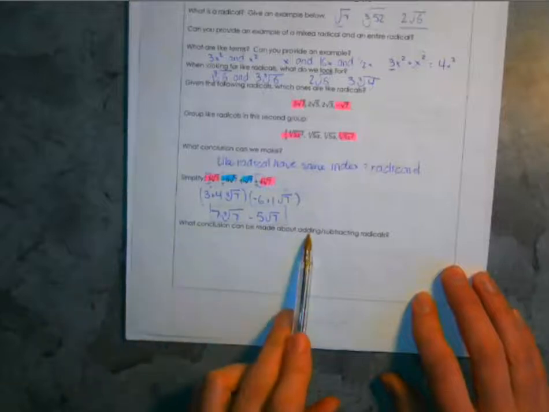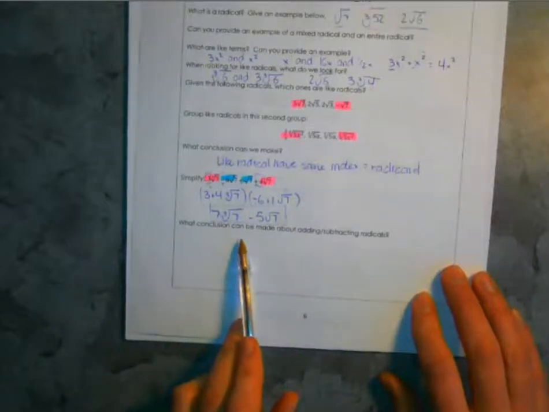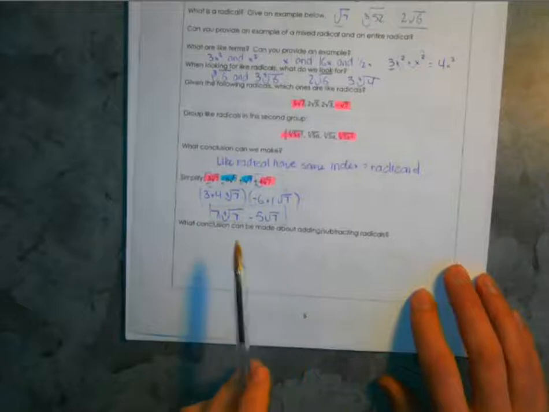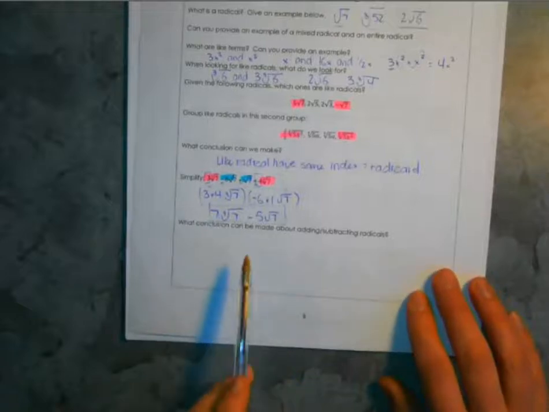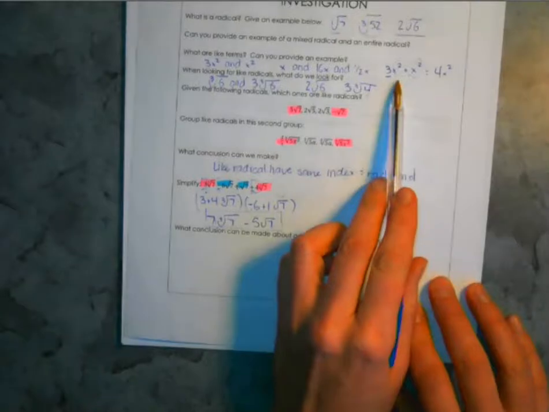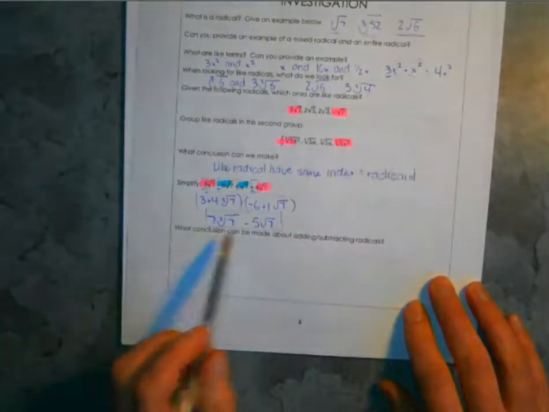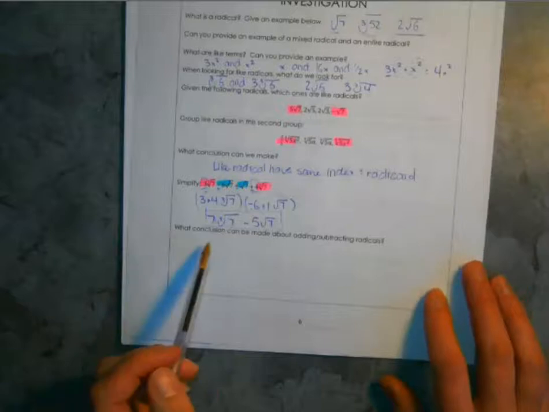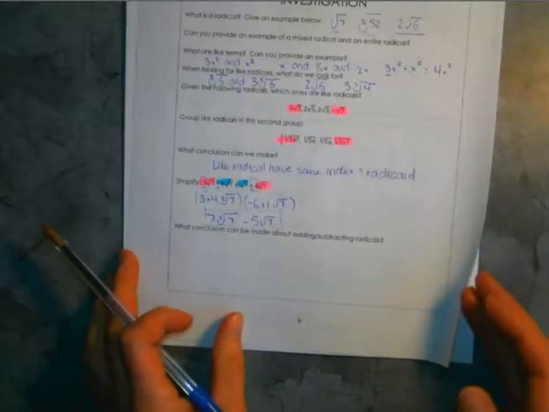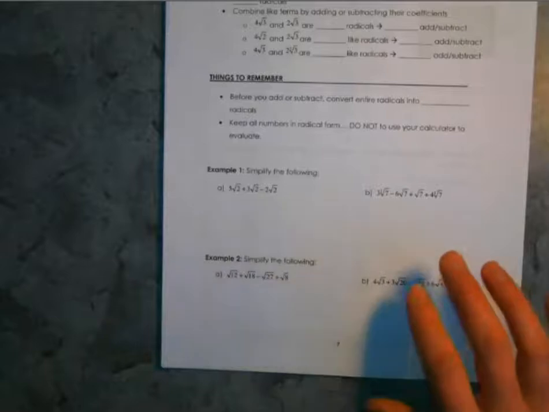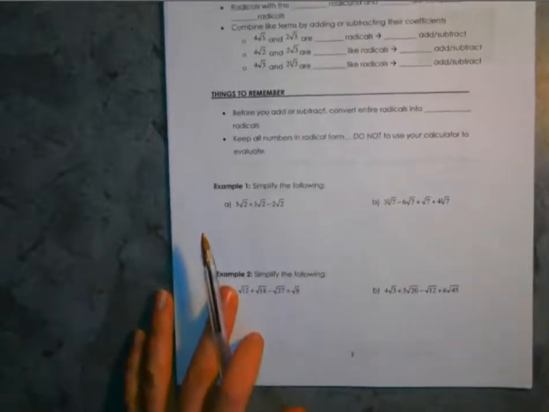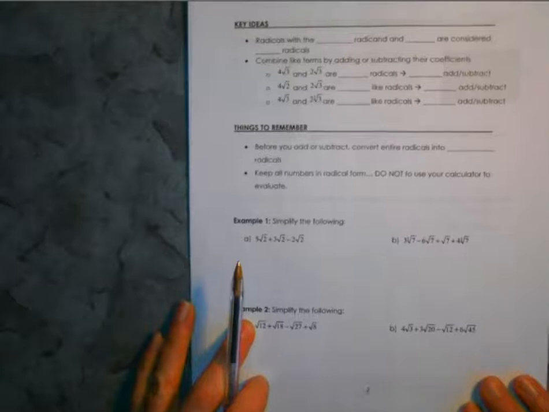So what conclusion can be made about adding and subtracting radicals? Basically, all I want you to understand from this is that just like when you add and subtract like terms in a polynomial, you only perform the operation on the coefficients. The radicals remain unchanged. Okay, and you can't combine between unlike radicals would be another thing to take away from this. Okay, so let's look at some of the key ideas for this lesson.